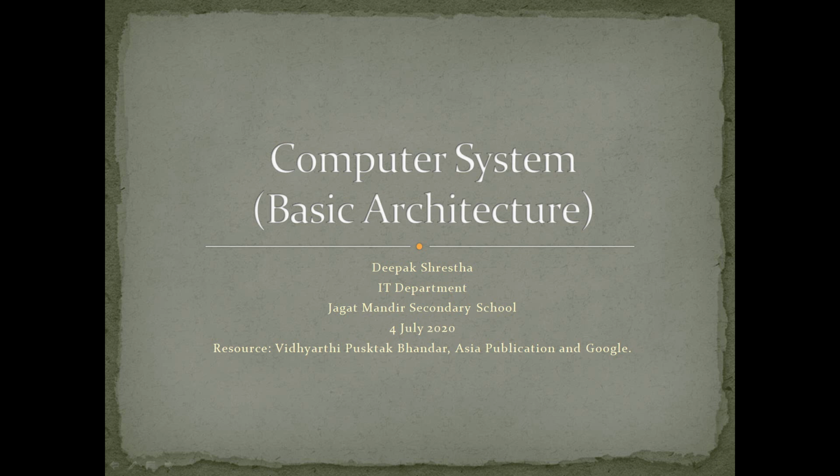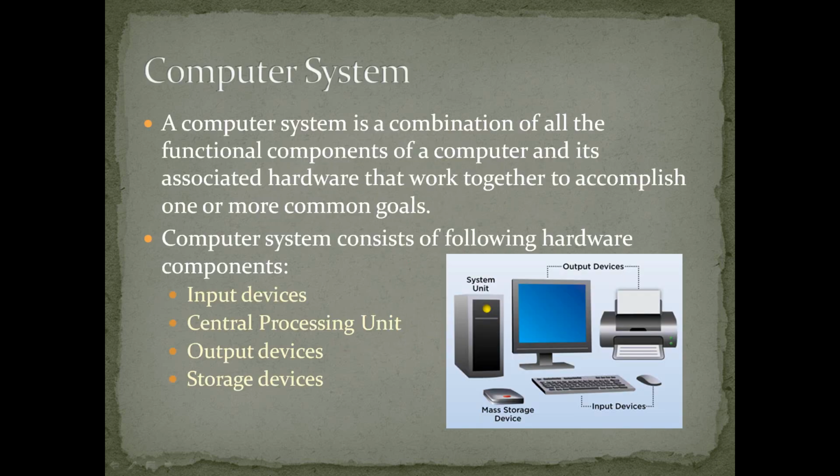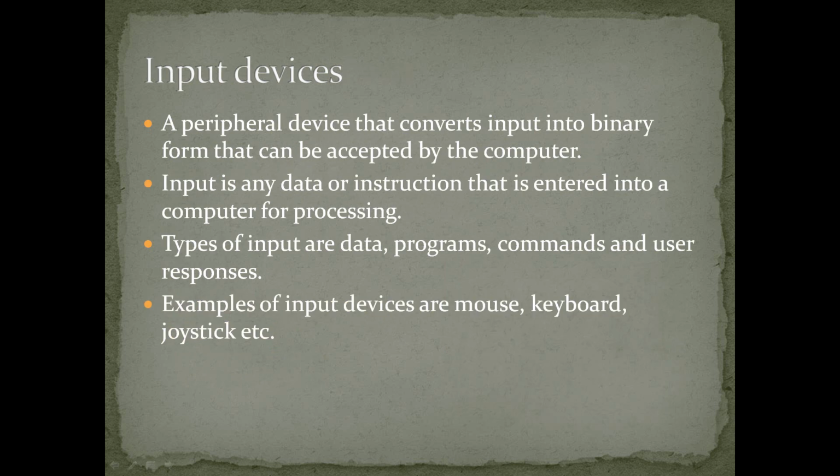Computer system basic architecture. A computer system is a combination of all the functional components of a computer and its associated hardware that work together to accomplish one or more common goals. A computer system consists of the following hardware components: input devices, central processing unit, output devices, and storage devices.